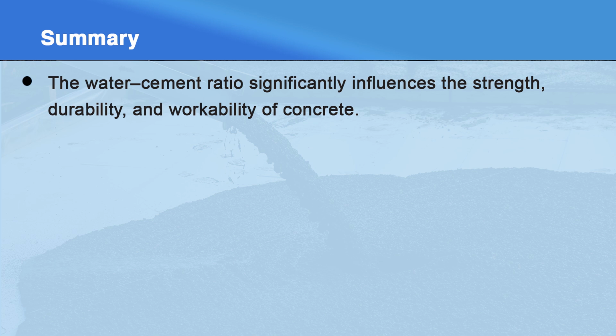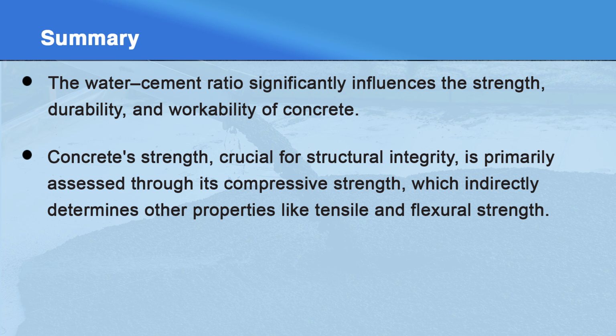Now, to summarize, the water cement ratio significantly influences properties like the strength, the durability and workability of concrete. So, this is one factor which is going to influence all these properties of concrete. The concrete strength, crucial for structural integrity, is primarily assessed through its compressive strength, which indirectly gives the other properties like the tensile and the flexural strength.